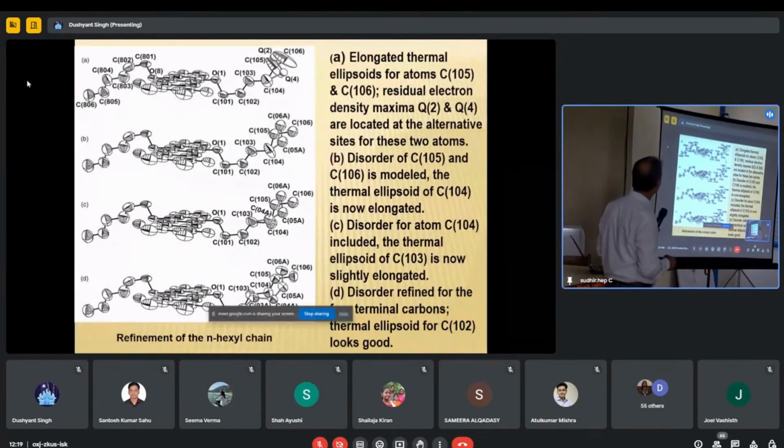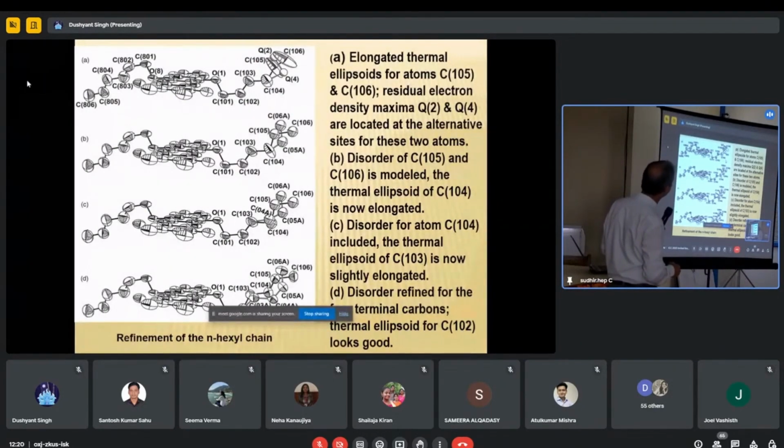So now this means that this is also disorder. Now I have resolved it. I have bifurcated into two parts. Now the disorder has gone from C104. Now you can see C103 is not that much elongated, but still it is showing some kind of small disorder. Maybe it is 50%, it may be 30%, no, it may be 20%. We have to resolve this also.